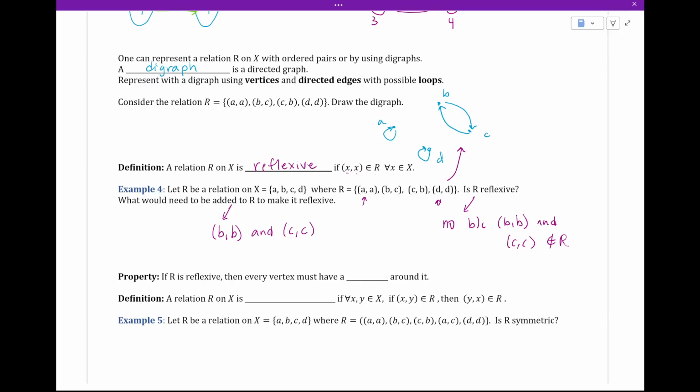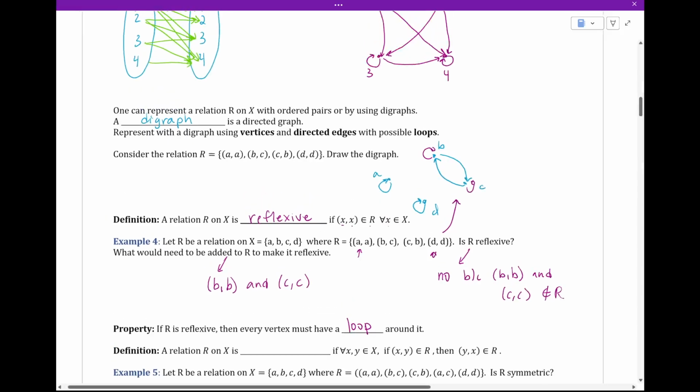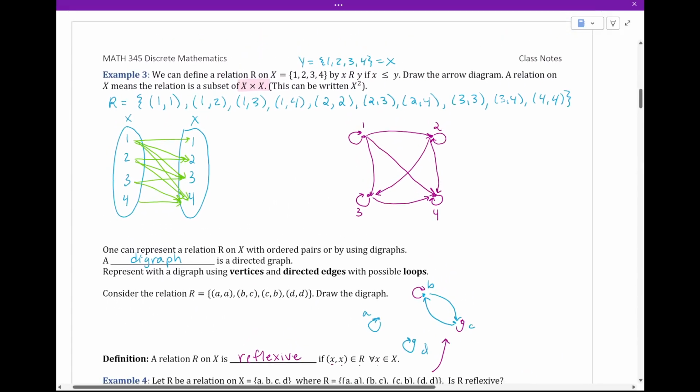So what would this look like in our graph? If we added BB and CC, then every vertex would have a loop. That's what a reflexive digraph would look like. Every vertex has a loop. That is reflexive. If we come back up to this graph in example 3, this one is reflexive. And that's because every vertex has its loop, and we can see the ordered pairs here that make that happen. That's 1,1, 2,2, 3,3, and 4,4. So this one is reflexive.